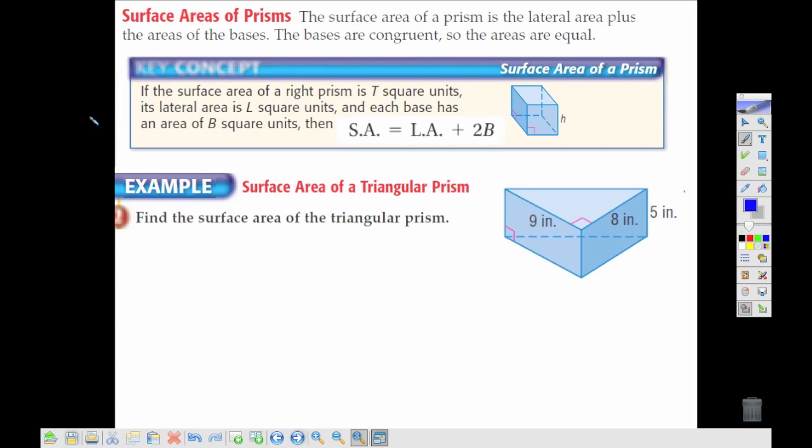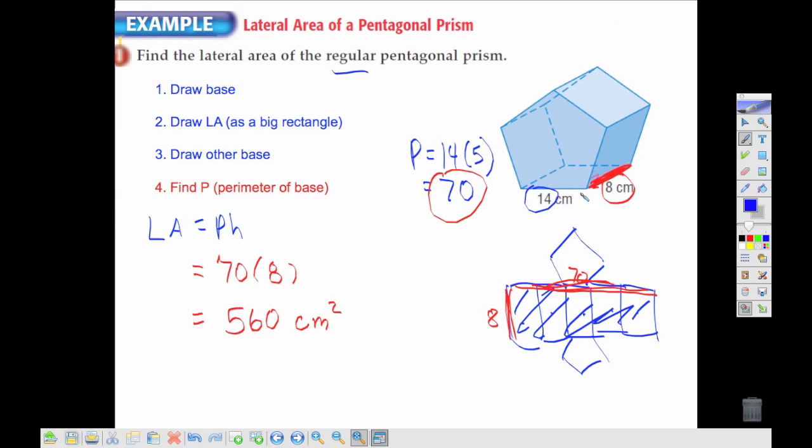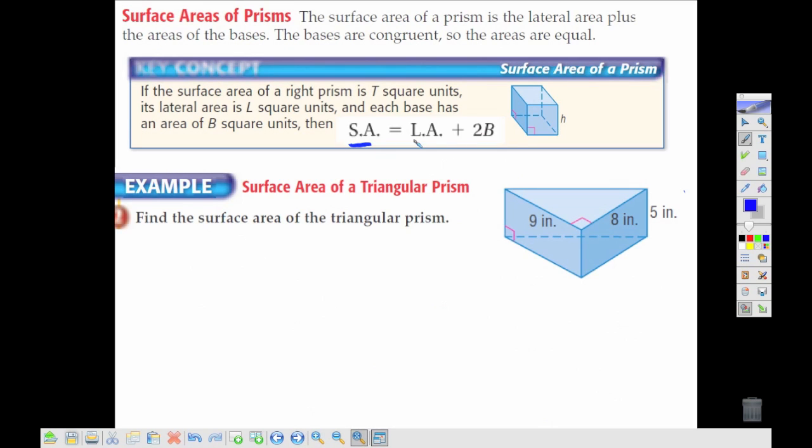In this next example, we want to find the surface area. Now the surface area is different from the previous example because that was only looking at the part going around, but now we want to also include the bases. So we'll do that by taking our lateral area and then adding 2 bases. And we're going to use SA for surface area. Some books will use something different, but SA is a good one. Surface area of this triangular prism.